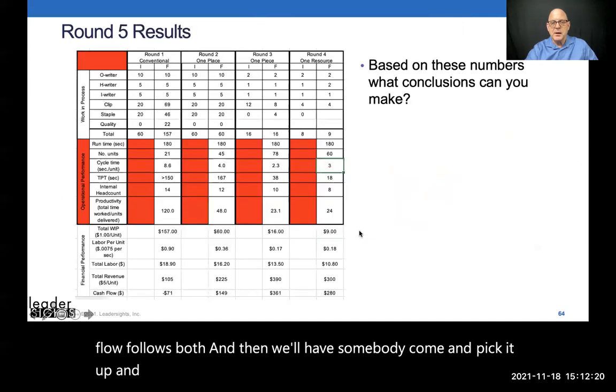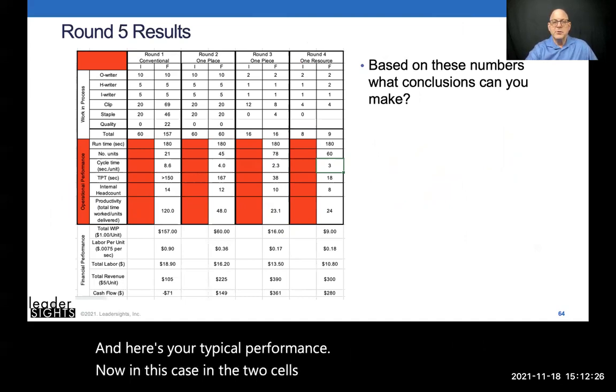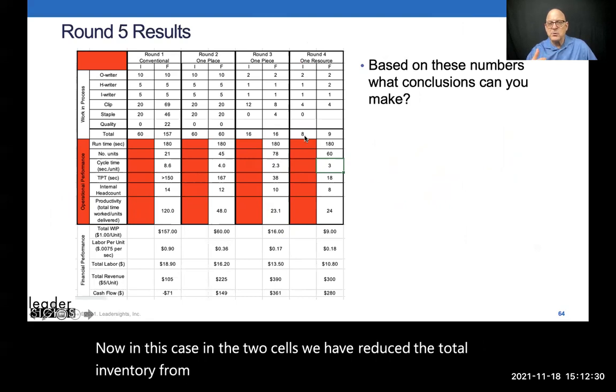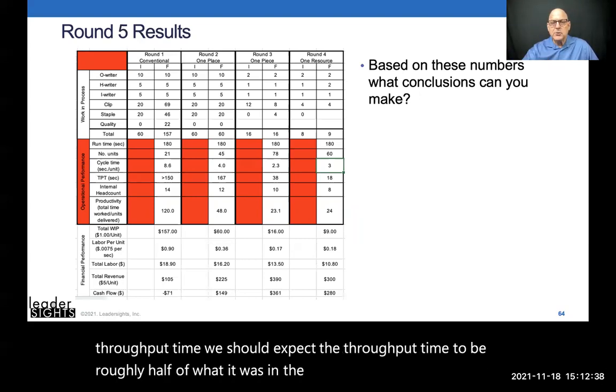Okay, and here's your typical performance. Now in this case, in the 2 cells, we have reduced the total inventory from 16 to 8, and based on what I told you about throughput time, we should expect the throughput time to be roughly half of what it was in the previous round. And sure enough, that's what we got.